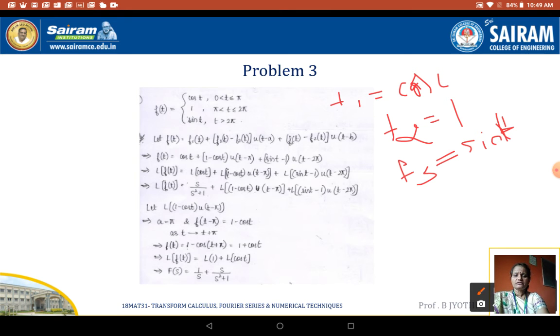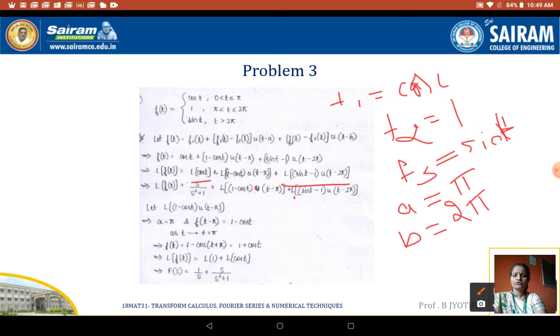So f of t is cos t plus 1 minus cos t into u of t minus pi, and where a is equal to pi and b is equal to 2 pi, that we have to remember. Now cos t plus 1 minus cos t into u of t minus pi plus sin t minus 1 into u of t minus 2 pi. So L of f of t is equal to L of cos t plus L of 1 minus cos t into u of t minus pi plus L of sin t minus 1 into u of t minus 2 pi.